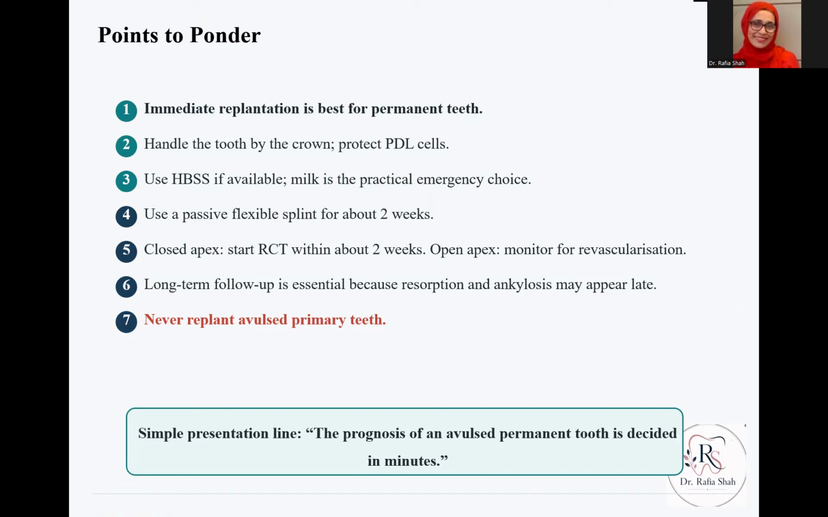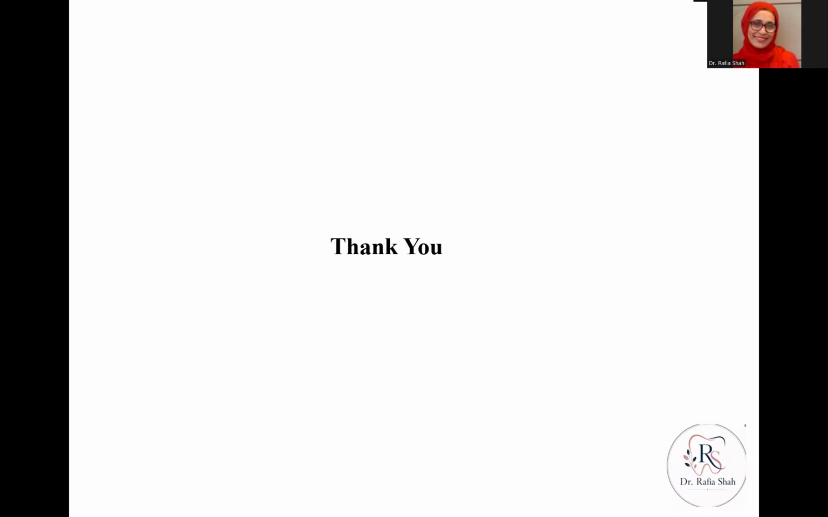Never replant an avulsed primary tooth. All these things are for permanent teeth, not for primary teeth, because primary teeth are supposed to shed, and with permanent teeth we cannot compromise. So again, the prognosis depends upon your extra-oral dry time and how quickly you replanted the tooth.